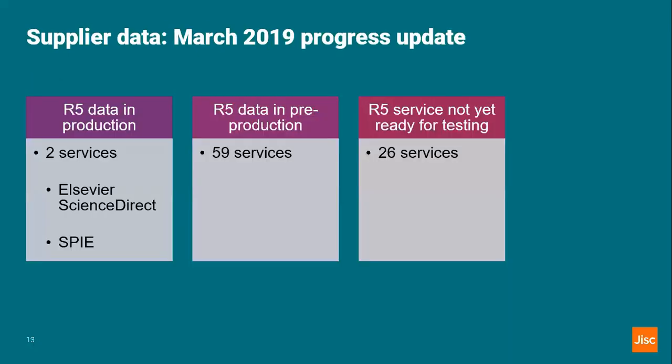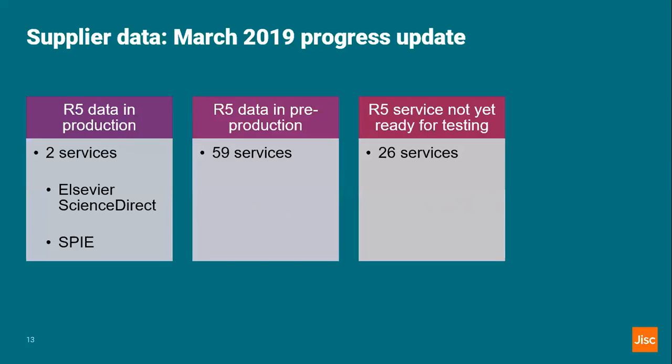So this is the status of supplier data at this particular point in time. We've got 2 services in production. So we're moving some services into production. We've started with Elsevier Science Direct and SPE, and I'm sure that Paul's going to demonstrate some of that a little bit. We've got 59 services. We're in the process of testing those services, and we may be at various points in that process. In some cases, we might have noticed particular issues or errors and referred those back to the publishers or platform providers in order to address some of those errors.